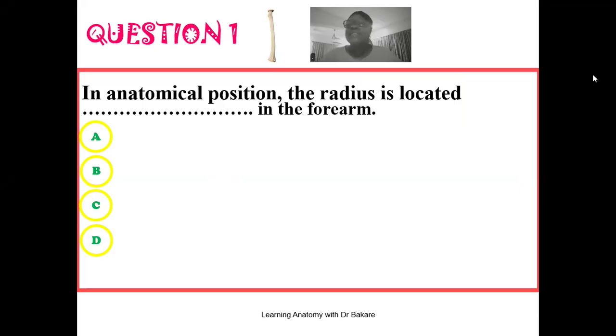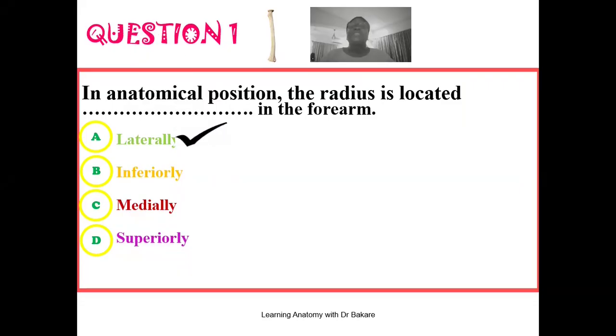The question we'll be looking at here reads that in anatomical position, the radius is located dash in the forearm. Is it located laterally? Is it said to be located inferiorly? Is it located medially? Or is it superiorly? The correct answer here, as it relates to the position of the radius in the forearm region when lying in correct anatomical position, is that the radius is located laterally. It is the ulna that is located medially, while the radius is seen to be positioned around the lateral region. And this is the correct answer.